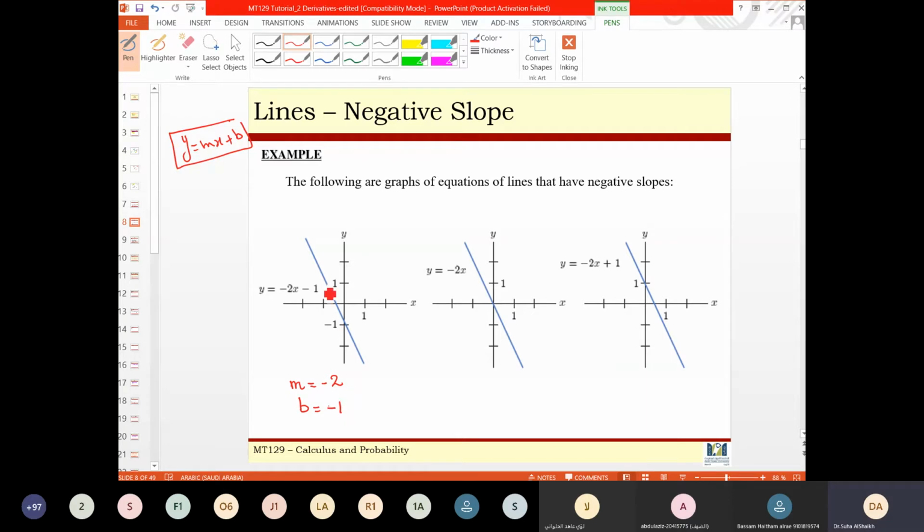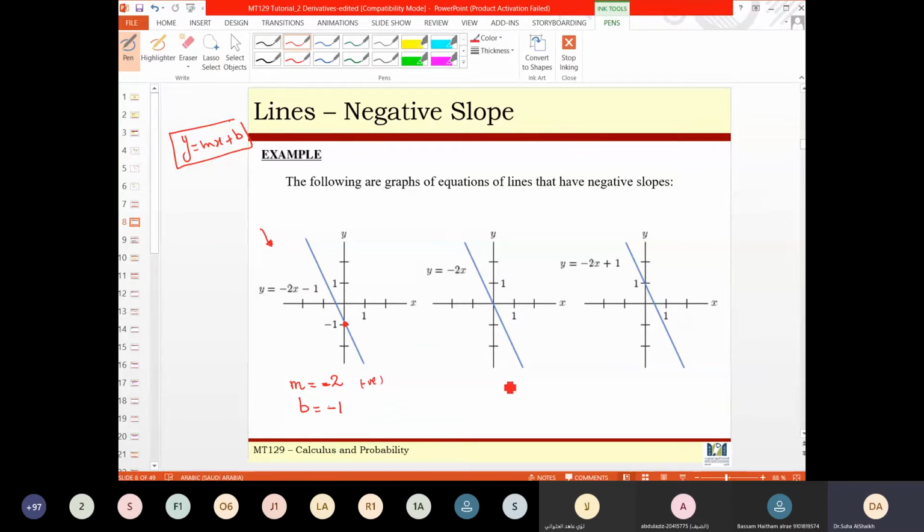-1. Yeah. So the line is cutting the y at -1, and the line is falling because the slope is -2. It's negative, so my line is falling.